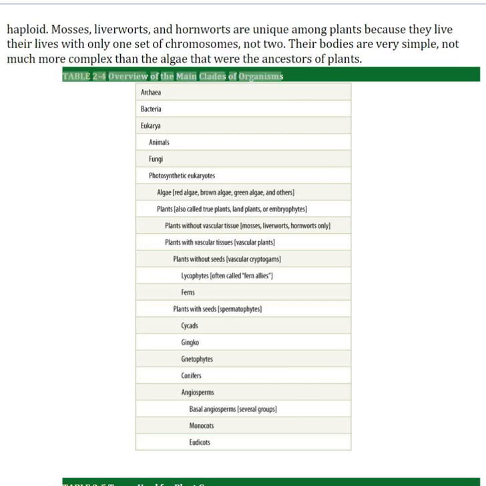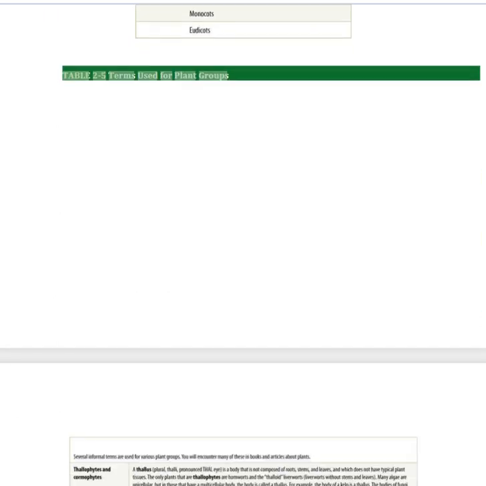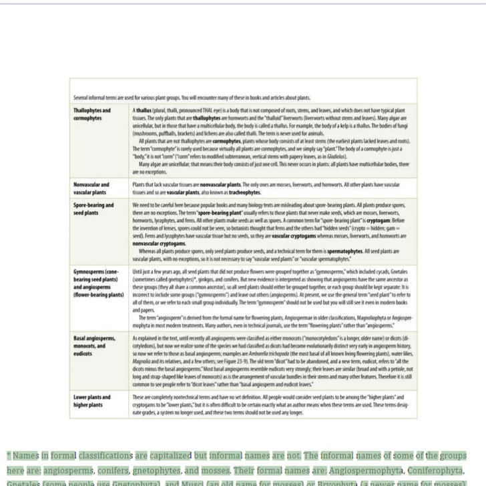Table 2.4 Overview of the main clades of organisms. Table 2.5 Terms used for plant groups. Names in formal classifications are capitalized but informal names are not. The informal names of some of the groups here are angiosperms, conifers, cnidophytes, and mosses. Their formal names are angiospermophyta, coniferophyta, cnitales, and mussae or bryophyta.